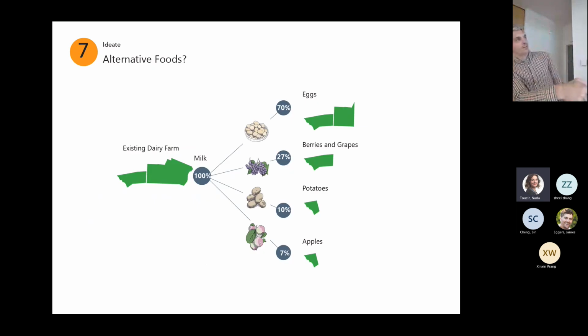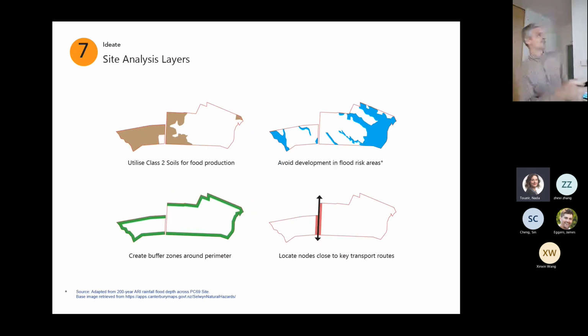And just breaking it down graphically. So if we're producing milk with 100% of the site, we could produce the same weight in eggs with 70% of the site, same weight in berries and grapes with 27, and so on and so forth. So just keep that in the back of your mind as we move forward.